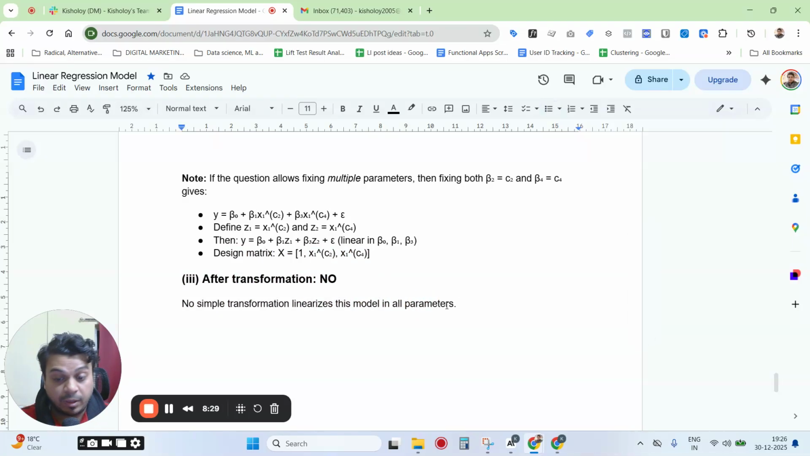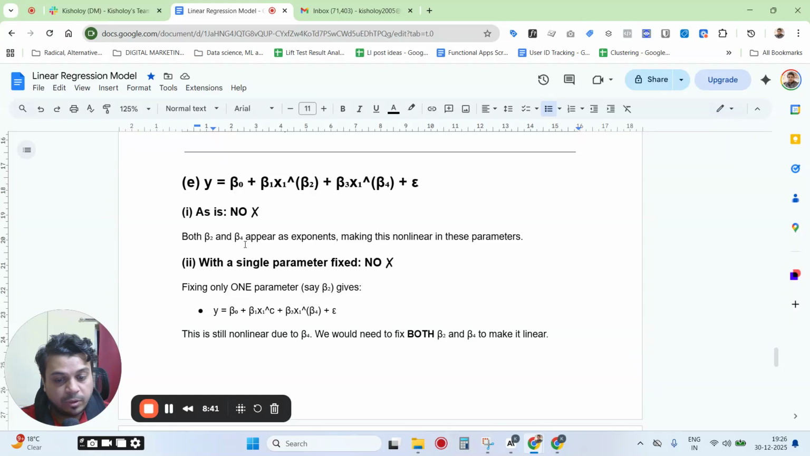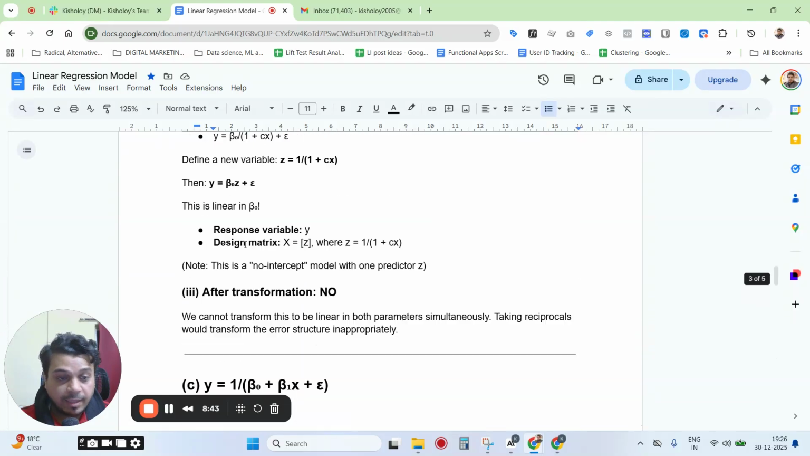But yeah, no transformation will actually help linearize these models. Again, if you can think of a transformation, do let me know. But I'm not aware of any, or maybe I can think of it, but it doesn't seem like it's possible, and certainly cannot do it with just one parameter fixed or as is.